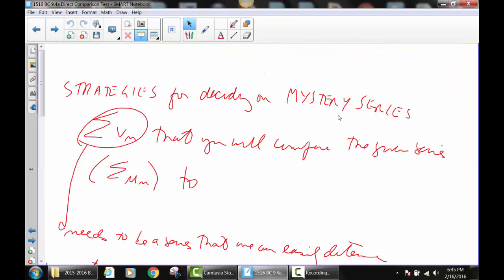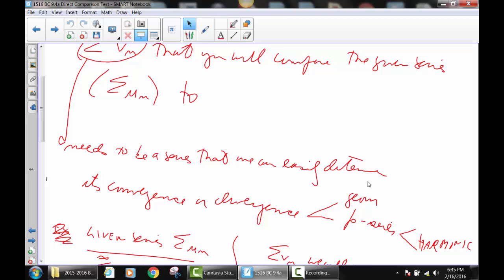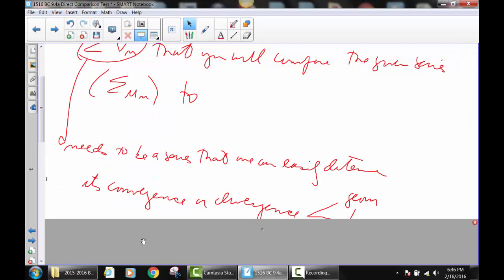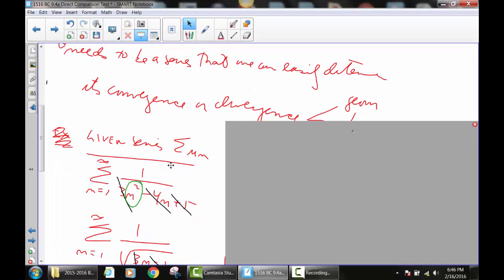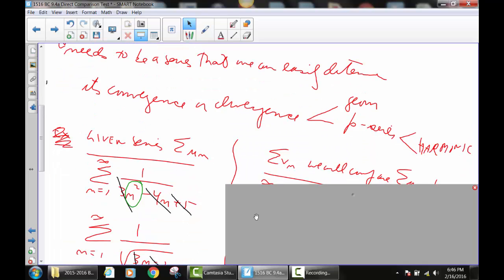Okay, now strategies for deciding on the mystery series Vn that you will compare the given series Un to. It needs to be a series that we can easily determine its convergence or divergence. So as we discussed, like a geometric or a p-series. So for example, if you had a given series of, say, 1 over 3n squared minus 4n plus 5. What you're going to do in both the numerator and denominator is look at the leading term, so just ignore the others. Look at the leading term and ignore its coefficient. So in this case, we'd be left with 1 over n squared.